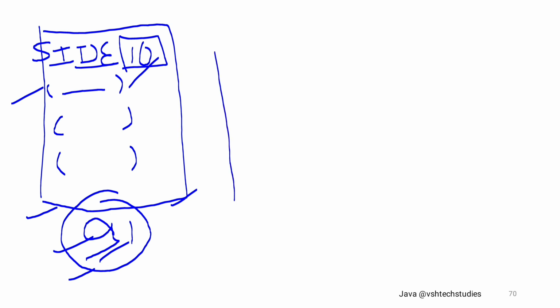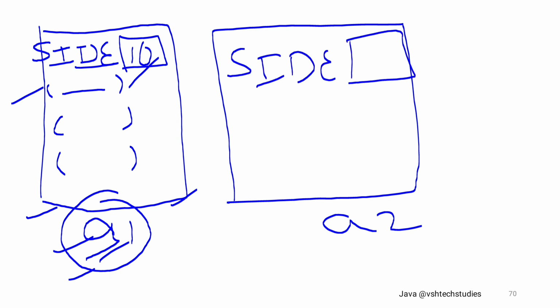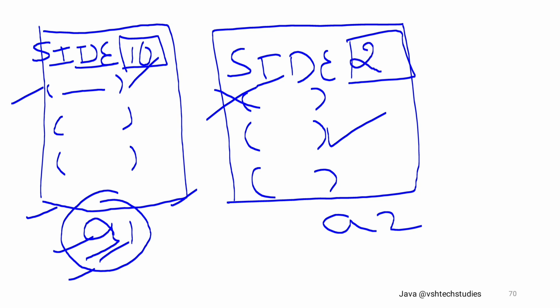Next, when the A2 object is created, in that side field, because we are passing the parameter 25, the default constructor is not executed, the parameterized constructor is executed. According to that, the value 25 is assigned to the side field of the A2 object, right?